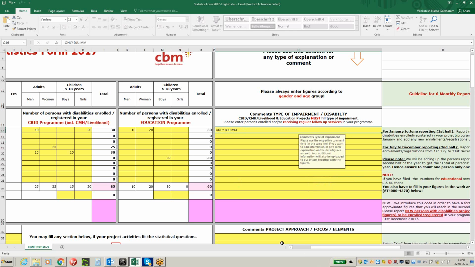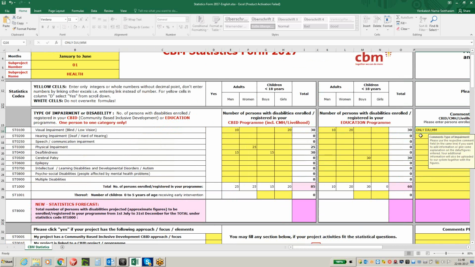So the partner should make sure that the comment is given to each row, and they should not combine this. They should not wrap text or do one comment for the whole section like this. It will not get uploaded. It will reject. They should not edit anything. They should just give the comments to each row if they want to give any comments.